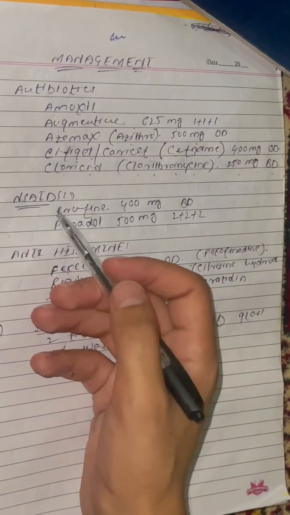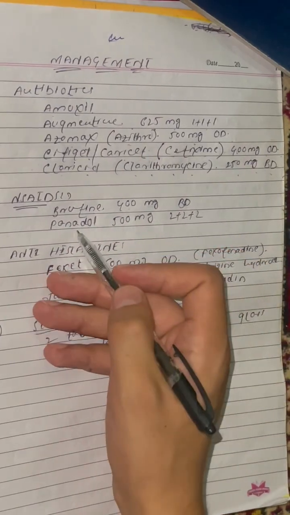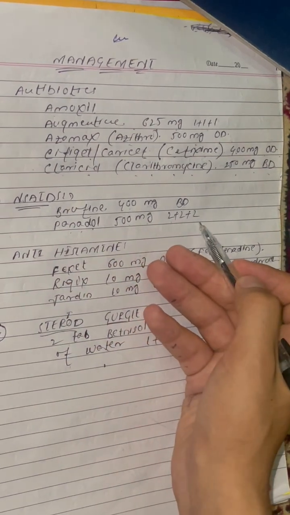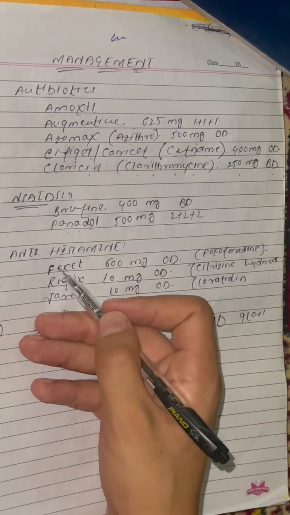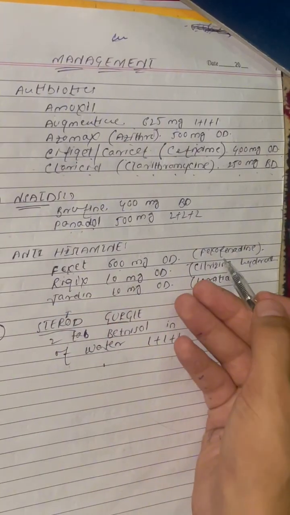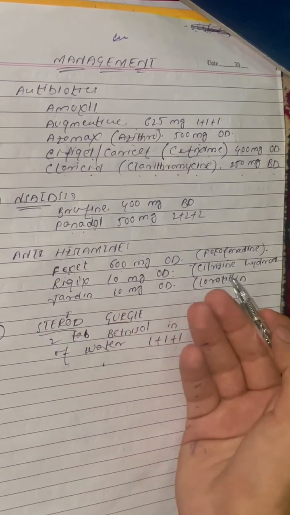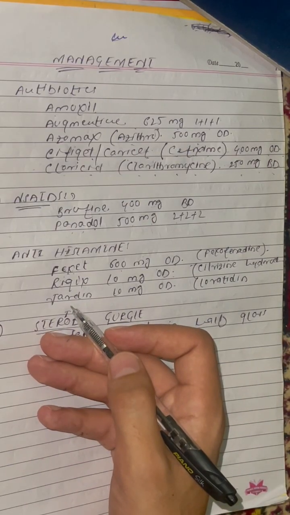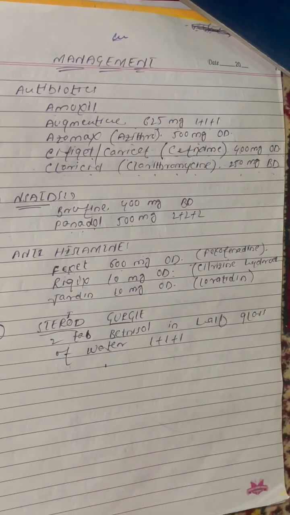Now, from NSAIDs, I can give Brufen 400 milligram BD, and Panadol, which is safe in pregnancy, 500 milligram, 2 plus 2 plus 2, 3 times a day, right? Then I will write antihistamines. So from antihistamine, I can write Fixate 600 milligram OD, which is basically fexofenadine. I can write Tab Regix 10 milligram OD, which is cetirizine hydrochloride. I can also write Jardin, tab Jardin 10 milligram OD, which is loratadine, right?